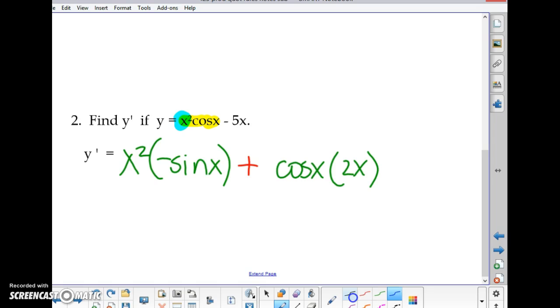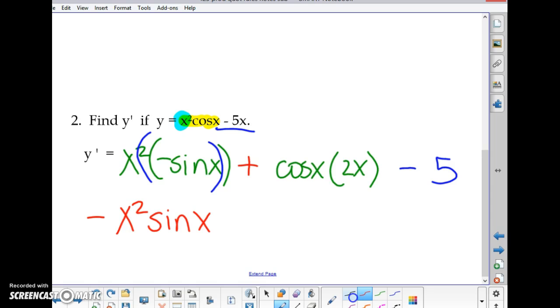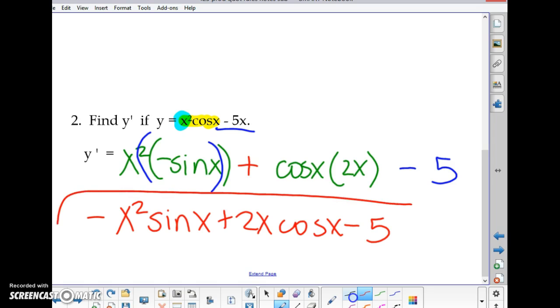Now don't forget about this negative 5x. I still need its derivative. So that's going to be minus 5 tacked on to the end. Other things to be careful about is these parentheses need to be here. Otherwise you'd have x squared minus the sine of x. You want the whole thing to be multiplied. So it looks like I'm getting negative x squared sine of x, plus 2x cosine of x, minus 5 as my answer. And that would be dy dx, or as I've written here, y prime.